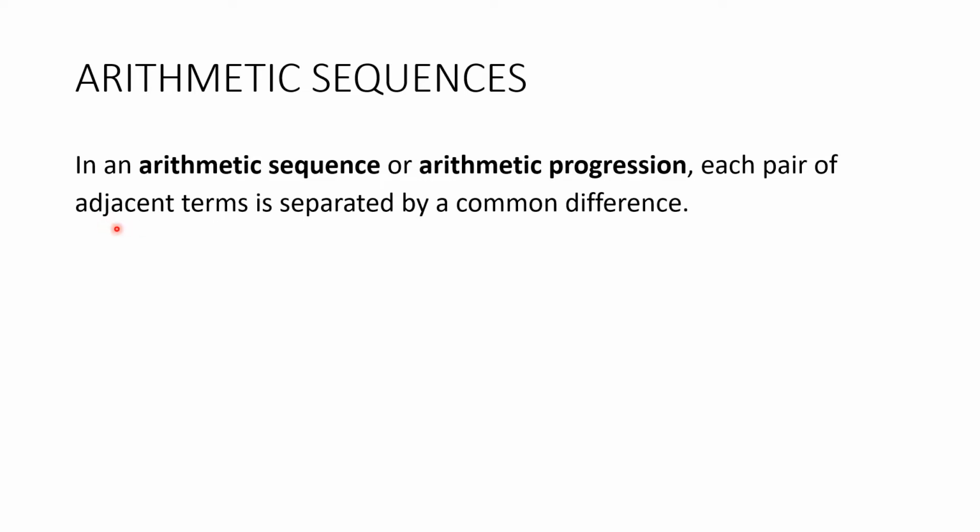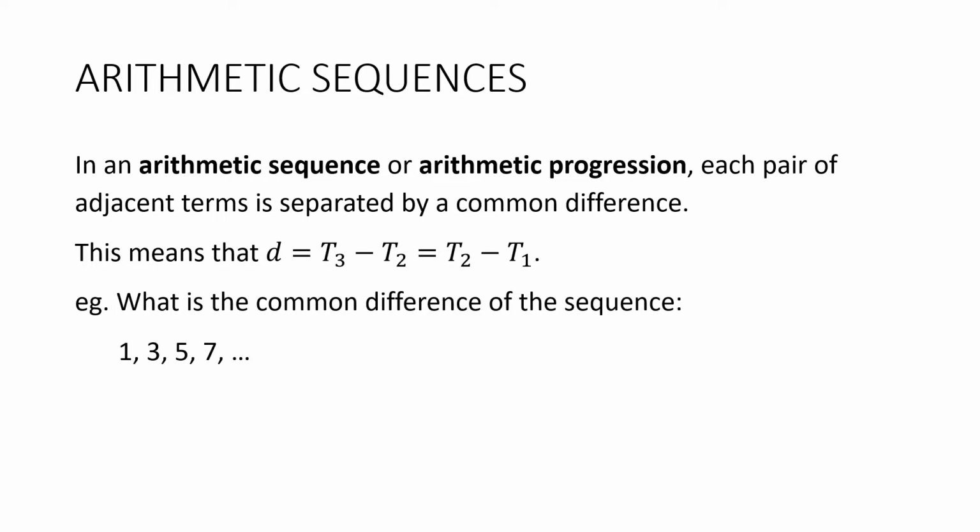What does adjacent mean? Next to. So if you take a pair of terms that are next to one another and subtract them, that difference between the two of them is going to be the same for every pair of adjacent terms. So we could say that D is equal to term 3 take away term 2, or term 2 take away term 1.